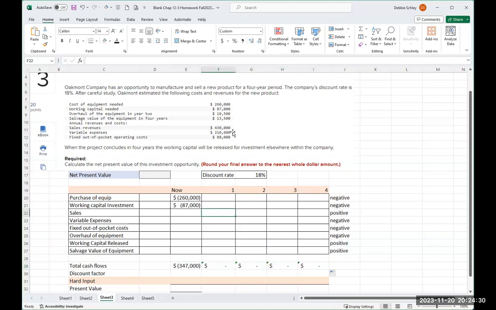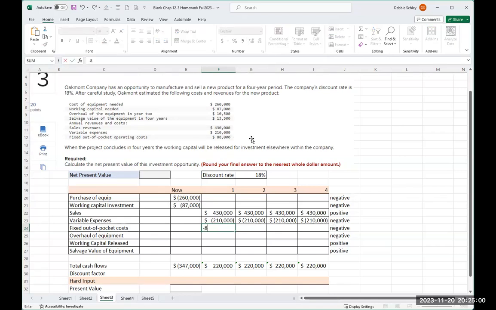Sales. So for each year, my sales are 430,000. So drag that across to all of them. My variable expenses for each year are negative because it's an outflow, 210,000. That's the same every year. My fixed out-of-pocket operating costs are, again, that's an outflow, so it's a negative 88,000. And that's the same every year.